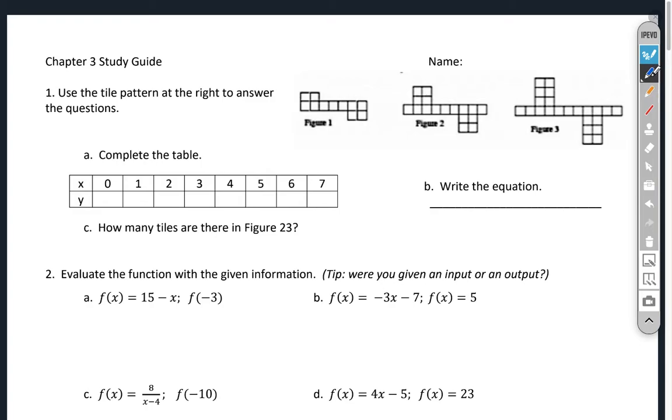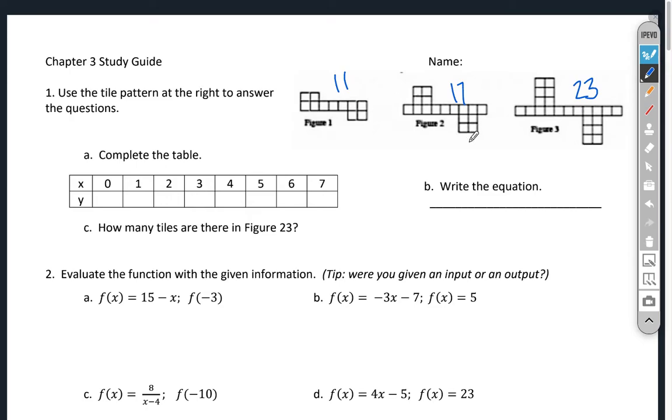All right, so it says to use the tile pattern at the right to answer the questions. So let's figure out what we've got going on here first. So we've got 5, 6, 7, 8, 9, 10, 11 on figure 1. And then we've got, give me a second to count, 17 on figure 2. And then on figure 3, this is going to take a minute. 23 on figure 3.